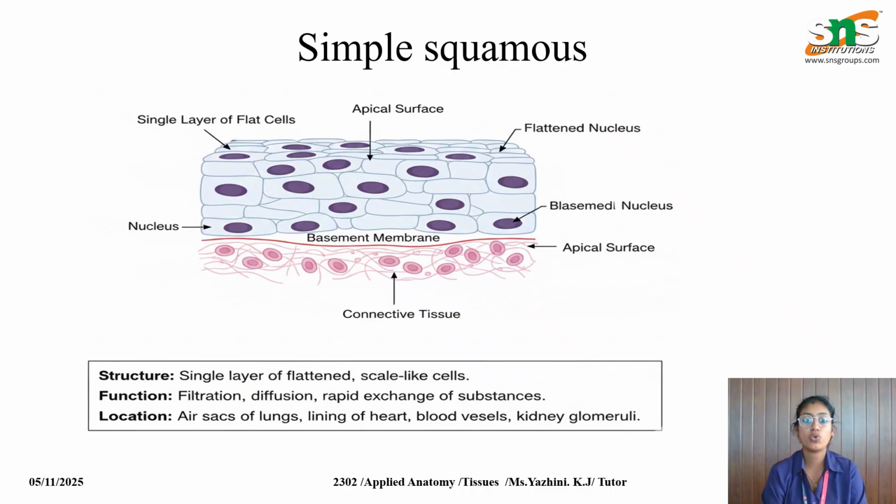First comes simple squamous, which has a single layer of flat cells, and its functions are mainly filtration, diffusion and rapid exchange of substances. It is mostly located in the air spaces of the lungs, the lining of the heart and blood vessels, and the kidney glomerulus. This is the presence of simple squamous.